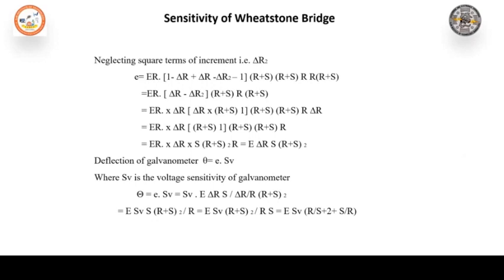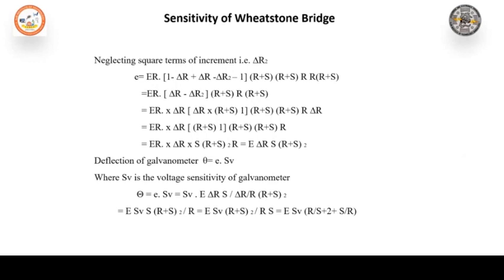Wheatstone bridge. So the bridge sensitivity, first we have to calculate V Thevenin. When we have calculated V Thevenin, that should be substituted here. Then we find the bridge sensitivity, which is given by SB is equal to theta by delta R by R, where delta R by R is the small change you have made in the unknown resistance.